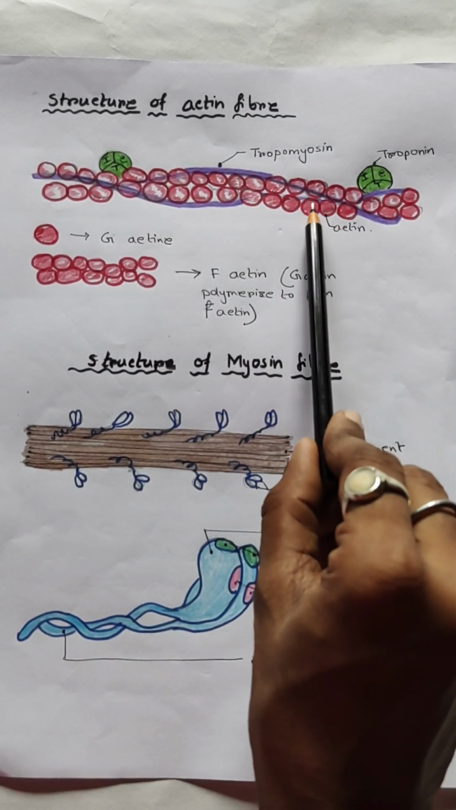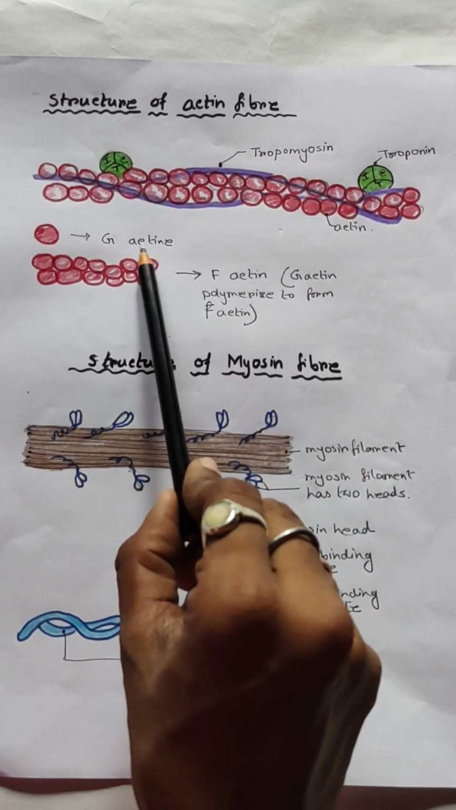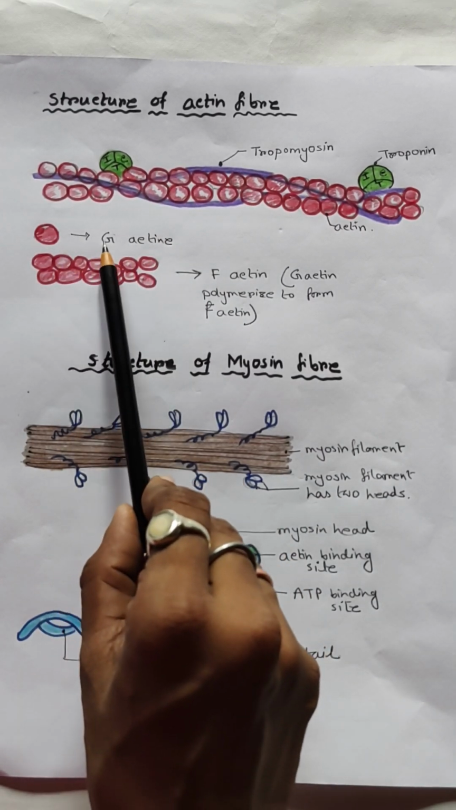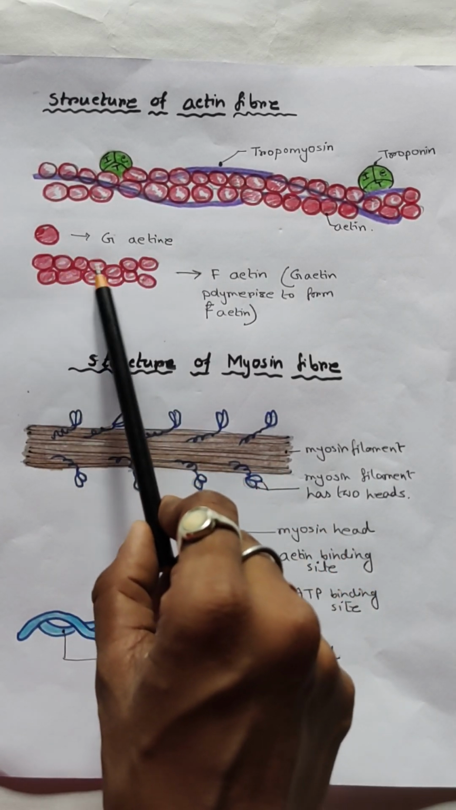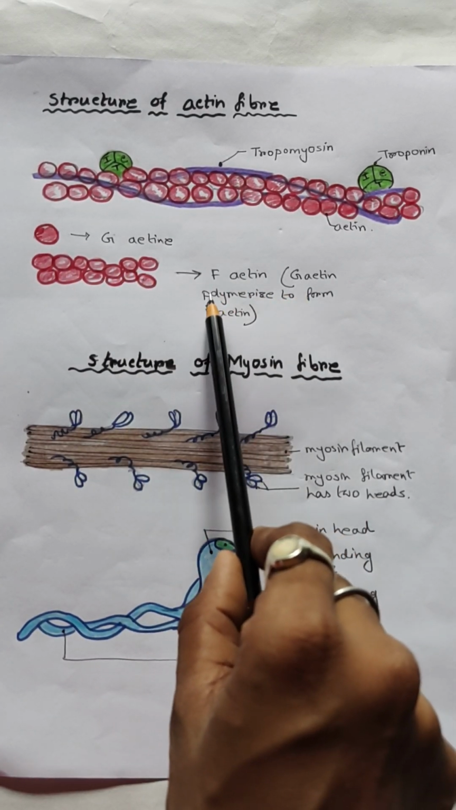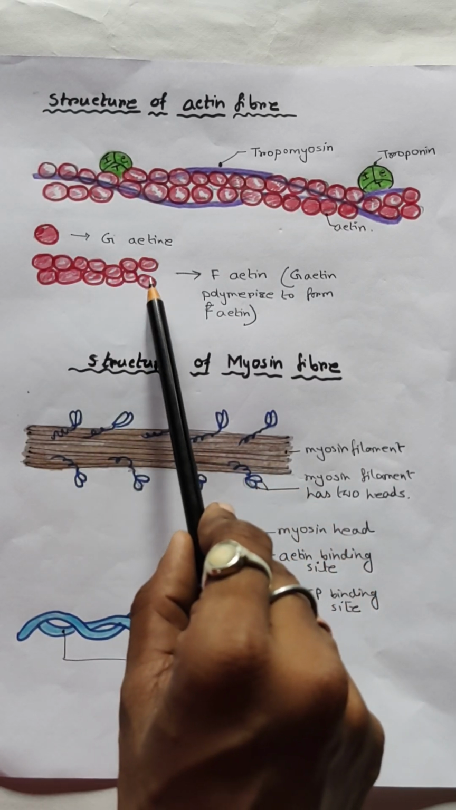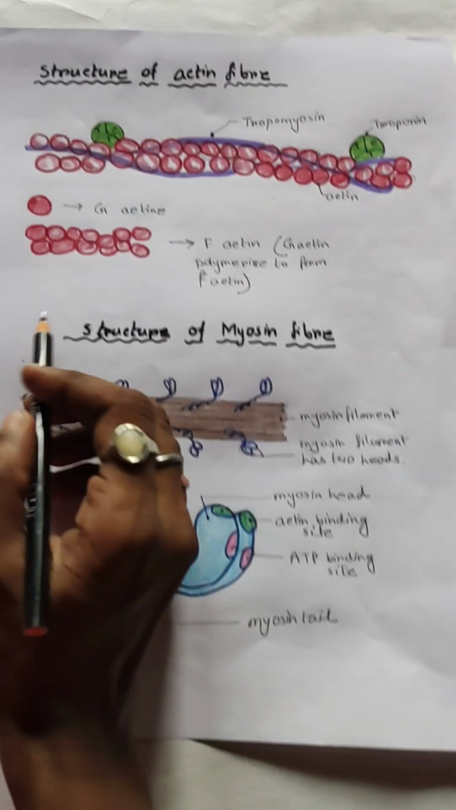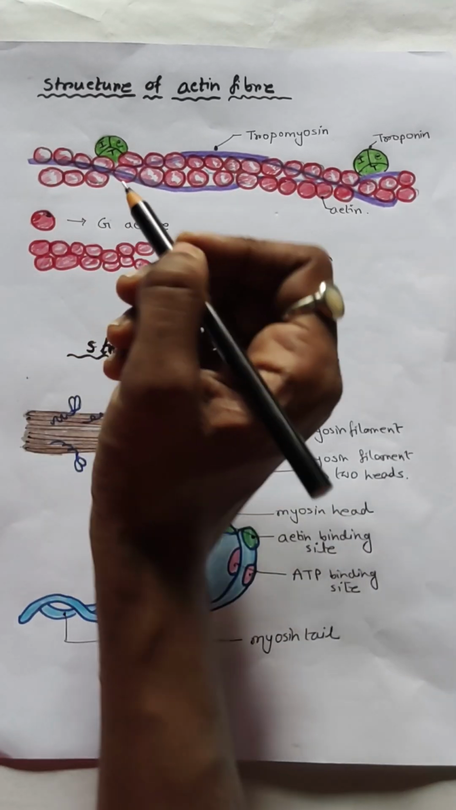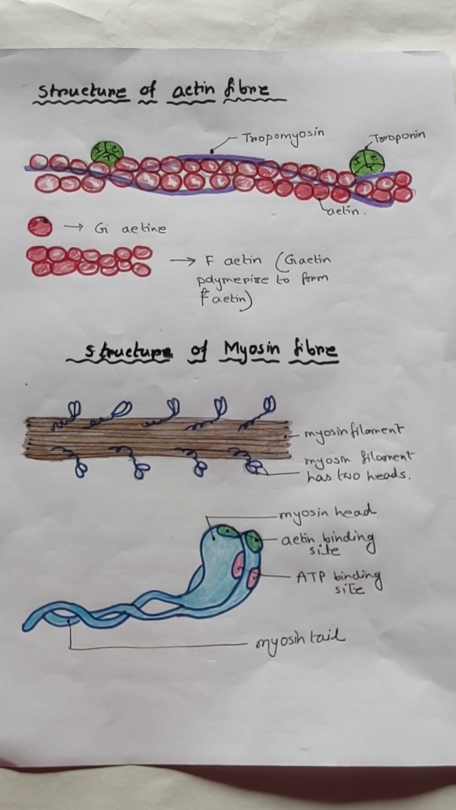The unit of the actin, the single-unit monomer of this polypeptide chain, is called the G-actin. By polymerization, that means many G-actin units together form this polypeptide chain, which is also called the F-actin. So G-actin polymerizes to form the F-actin. G-actin has a site that binds with ADP during muscle contraction.